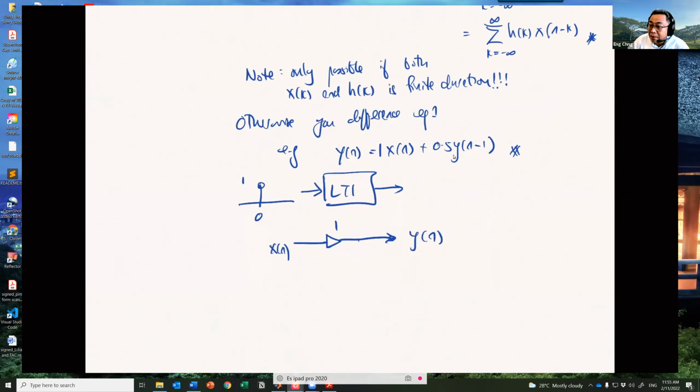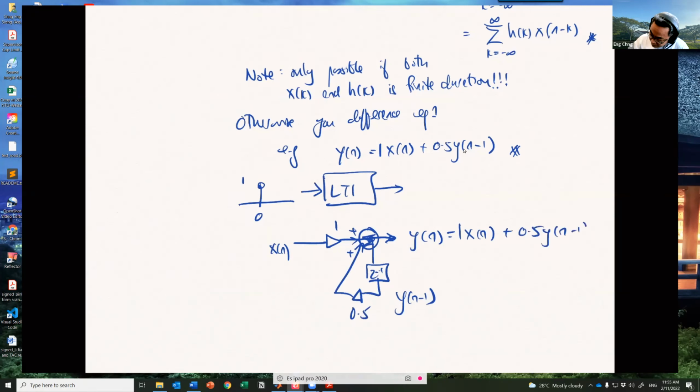But you need the second part, which is the 0.5 y[n-1]. So what do we do? We put z^-1 here to perform the delay. So we get y[n-1]. So we multiply by 0.5 and we sum. So this is plus and this is plus. Now this guy is x[n] multiplied by 1 plus 0.5 y[n-1]. So we always ask you to draw this figure called direct form 1. Okay, so maybe I should sketch this a little bit better. So this is the sum.